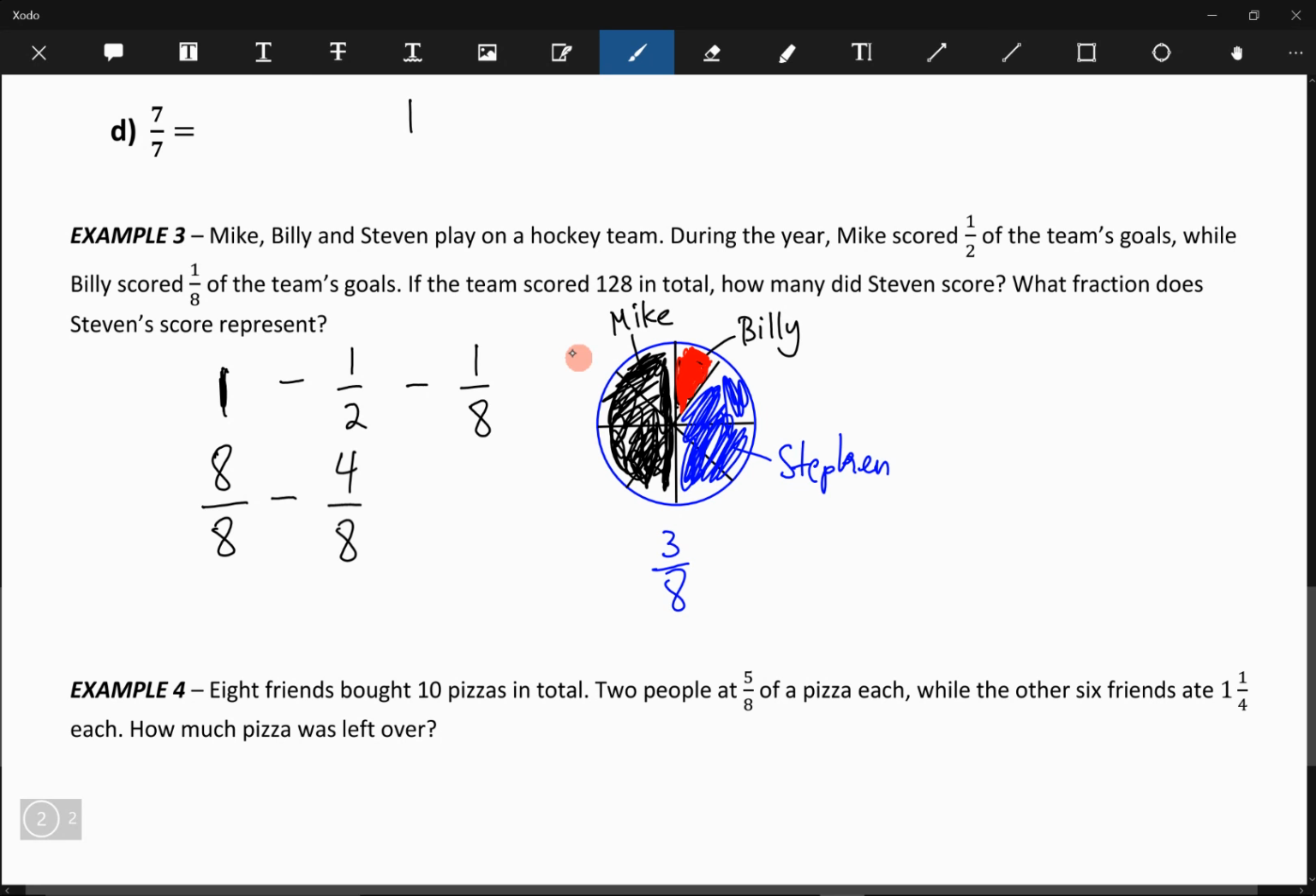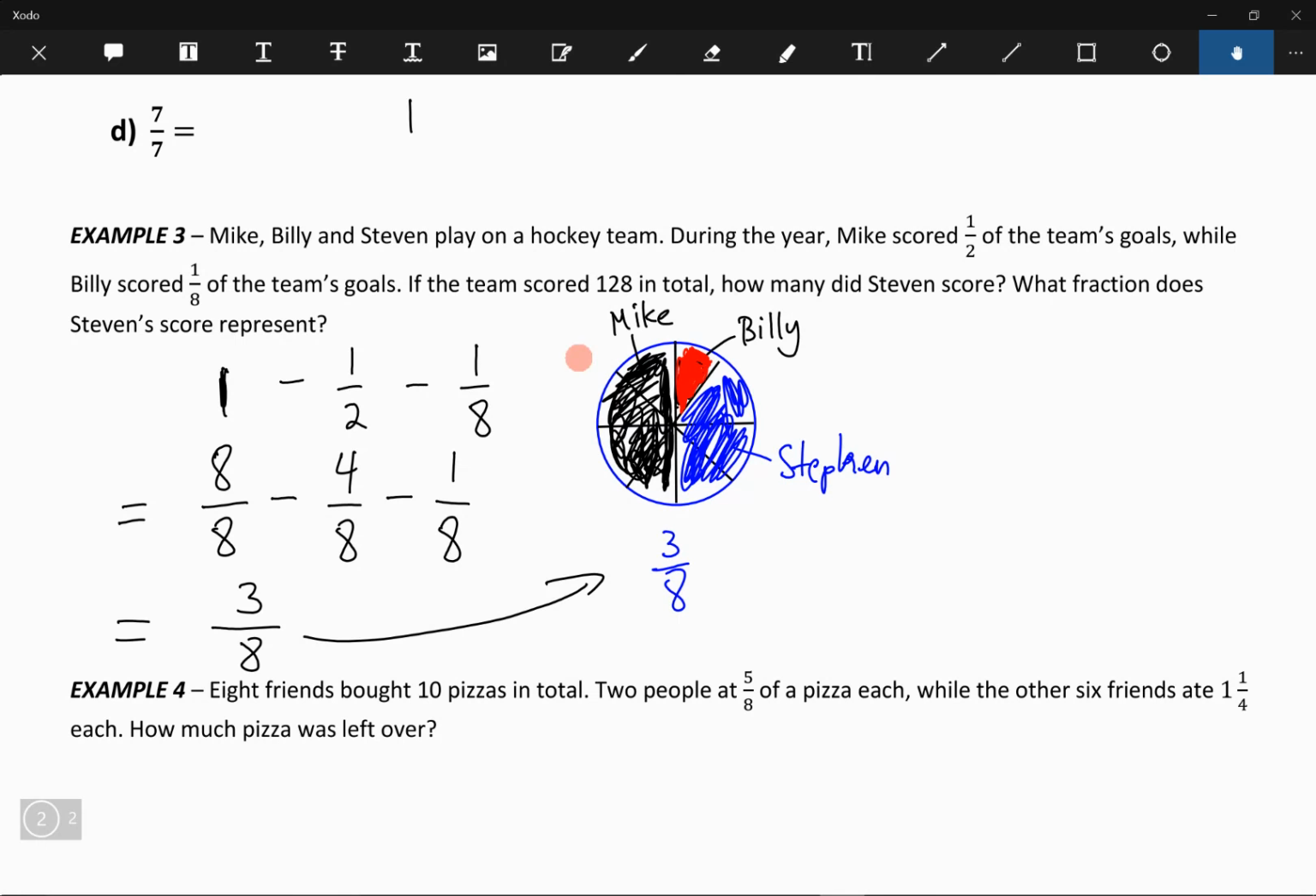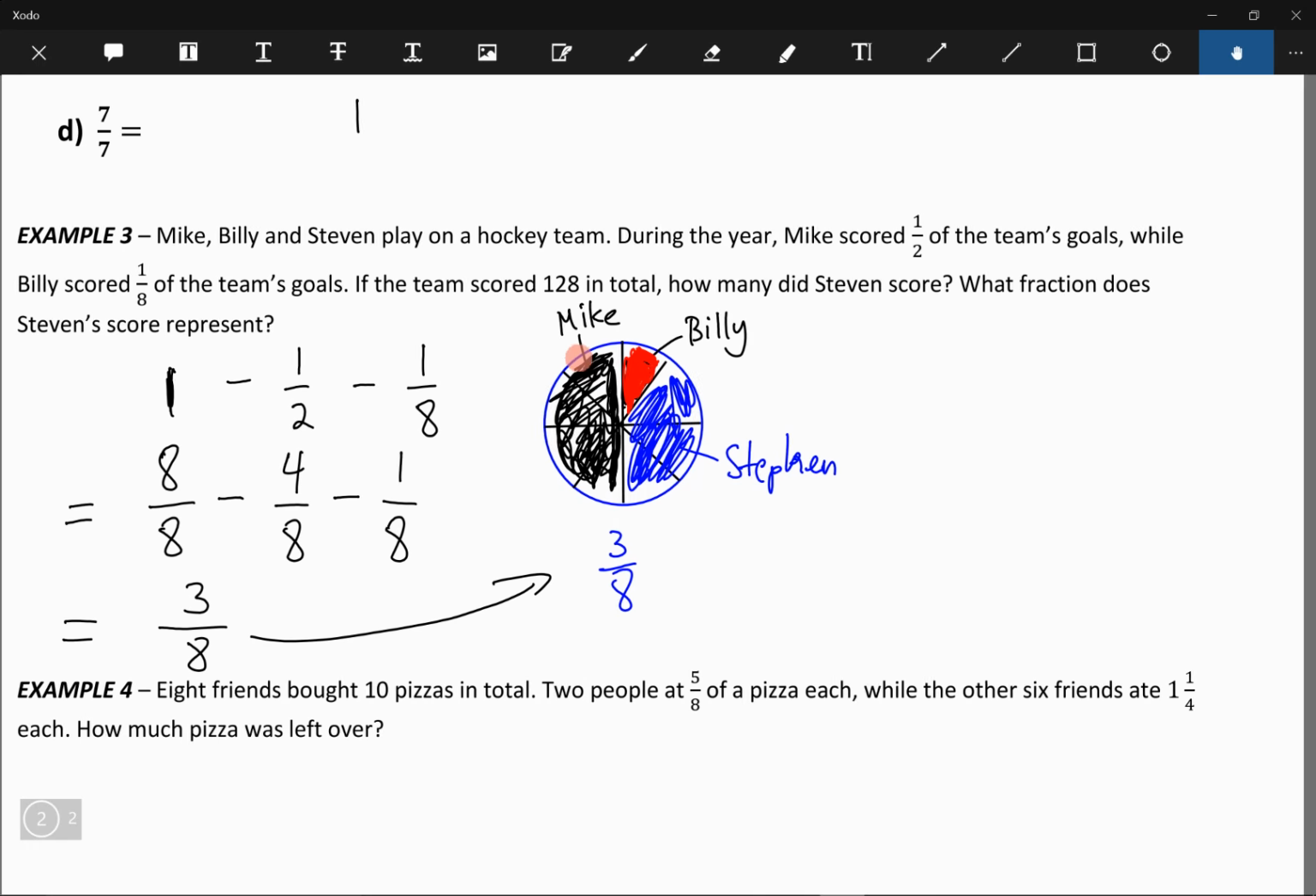Find the common denominator, right? And then I subtract Billy's score. 1/8 of the scores are Billy's, and then I'm left with an expression here. Common denominator is 8, and I can just subtract the numerators. So 8 minus 4 minus 1, which is 3. And that's the same answer that I got here. Okay, so 3/8 of Steven's score.